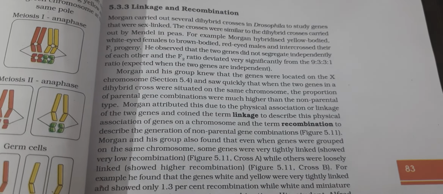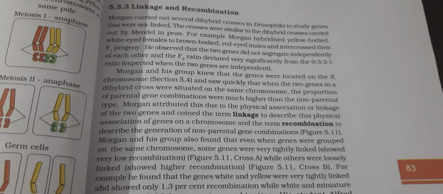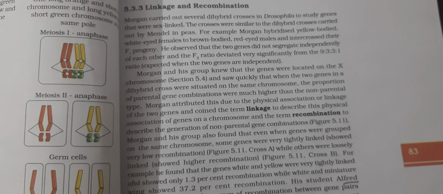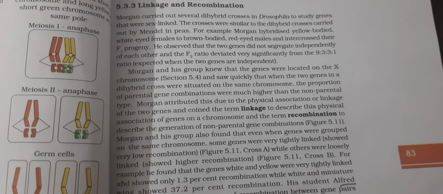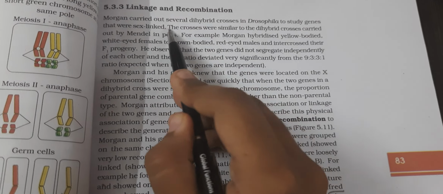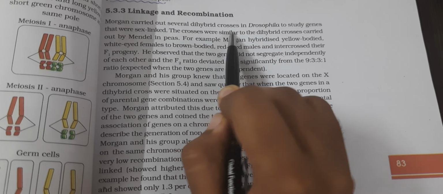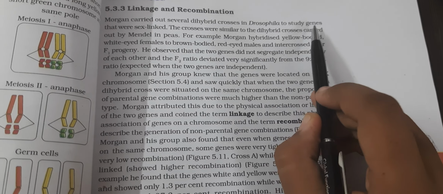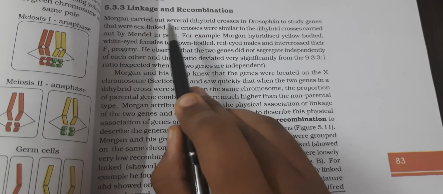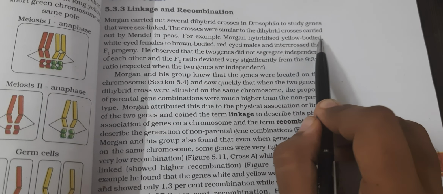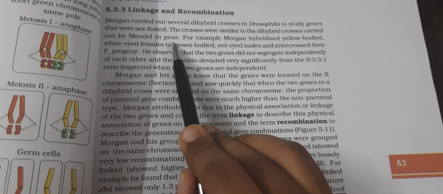Coming to our most favorite topic, linkage and recombination. This is one of the most interesting topics of genetics. Morgan carried out several dihybrid crosses in Drosophila to study genes that were sex linked. The crosses were similar to the dihybrid cross carried out by Mendel in peas.